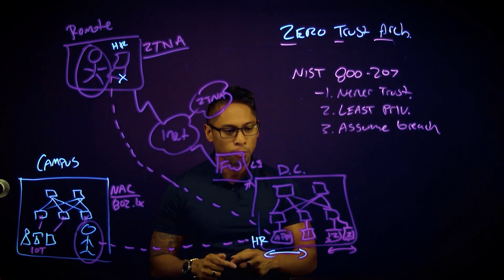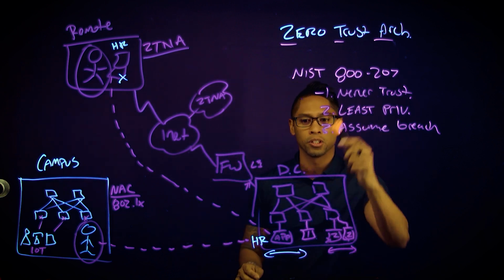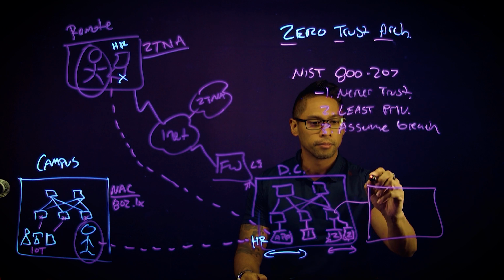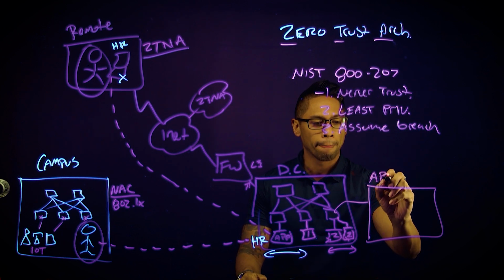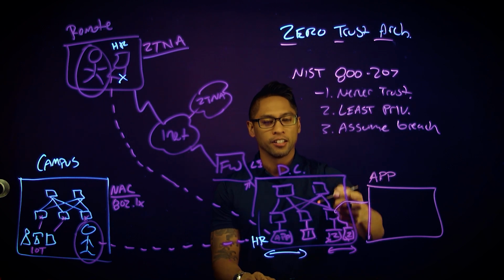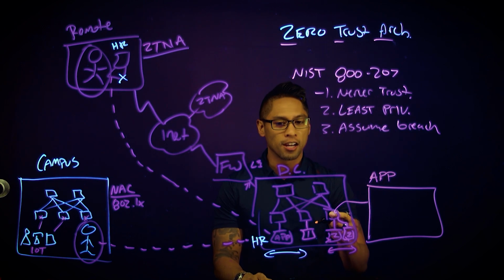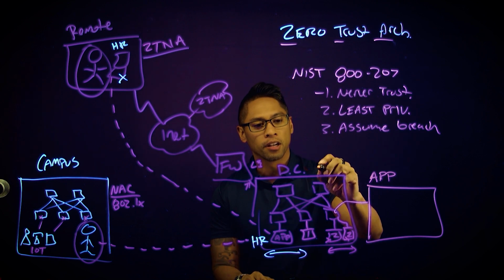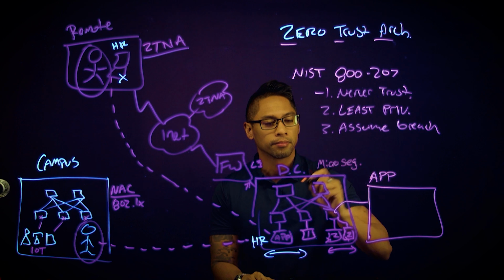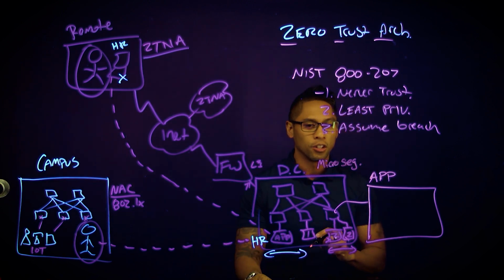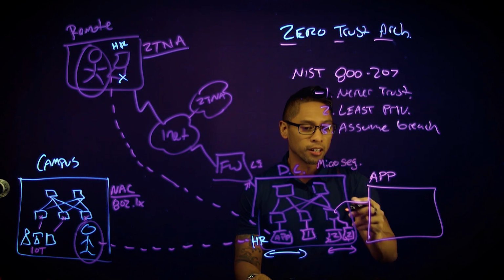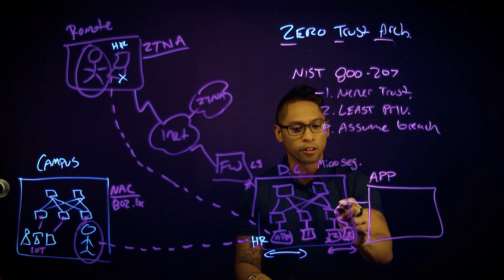So what can we do to improve our security posture and adhere to these principles in the data center? Let's draw out another application out here. We have another app. Now, in order to adhere to these NIST principles for zero trust in the data center, what we can do is look at something called microsegmentation. Now, there's a few different ways to do microsegmentation in the data center. The first one being network. So leveraging the network to microsegment.